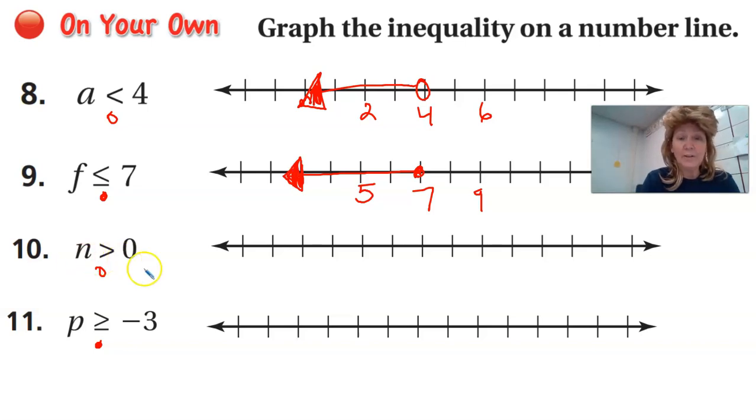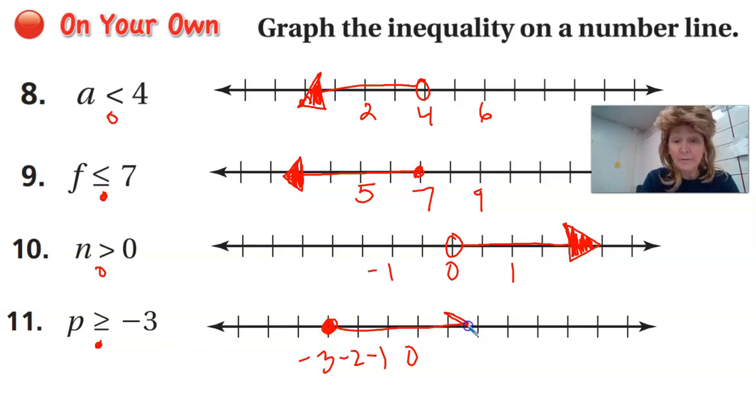And then n is greater than 0. I could do -1, skip 0, 1. Here's the 0, open circle. I'm looking for all the numbers that are greater than 0, but not equal to. It's an open circle. And then p is greater than or equal to -3. I could do -3, -2, -1, 0. I'm going to go ahead and put a closed circle because it includes -3, and the arrow goes to the right, to where all the numbers get bigger.